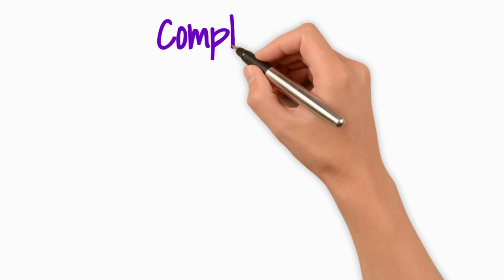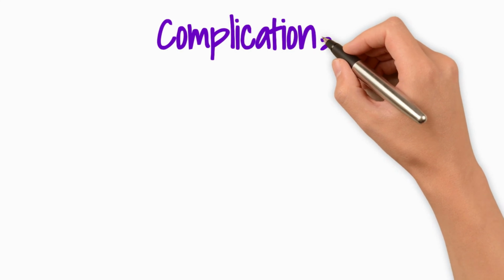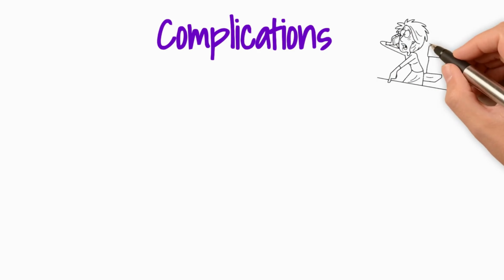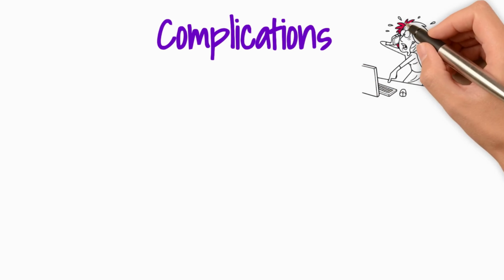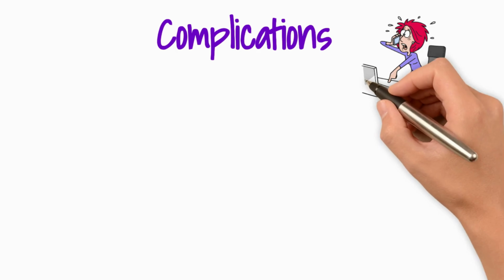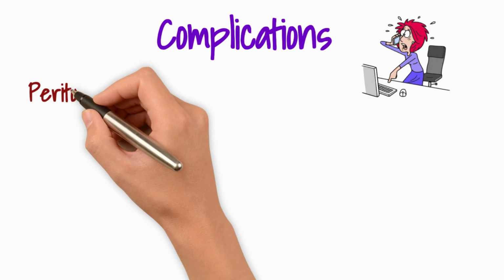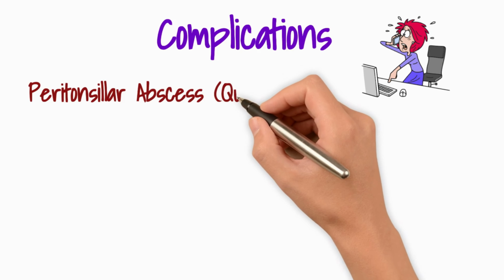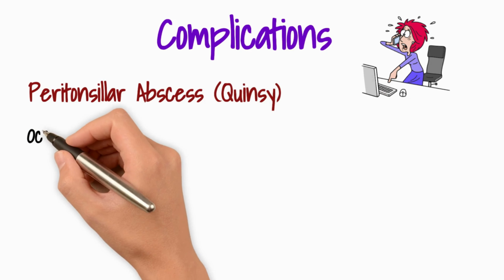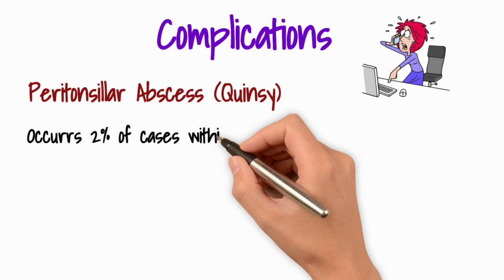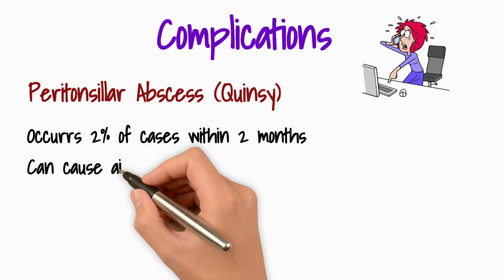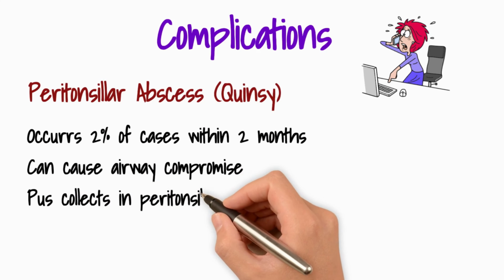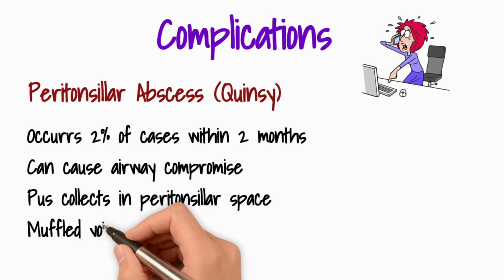Now, there may be some complications associated with tonsillitis. Simple cases of viral and bacterial tonsillitis will respond well to time, rest and medication if appropriate. However, there may be complications, so here we go. Peritonsillar abscess is also called a quinsy. This can occur in 2% of cases within 2 months. Give safety netting advice, as it can cause a risk of airway compromise. So, pus collects in the peritonsillar space behind the tonsil.